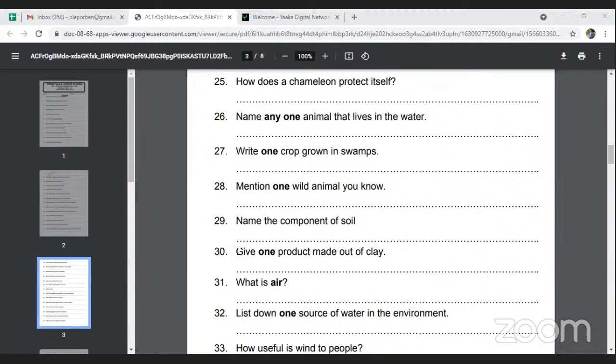Maybe we can have the last question, that is number 30. Give one product made out of clay. One product made out of clay. Yes, Asante? Teacher, what does product mean? Something that is made out of that thing. Anything made. A cup. We have cups. Yes, Shadrach?